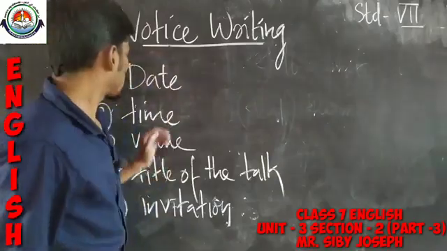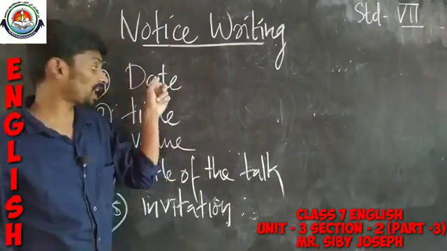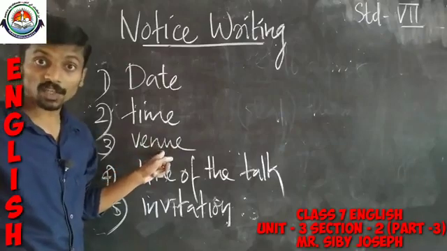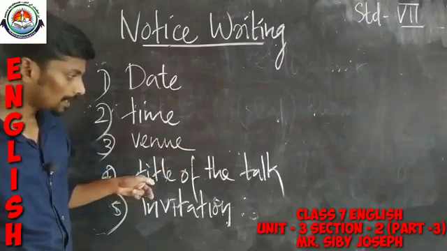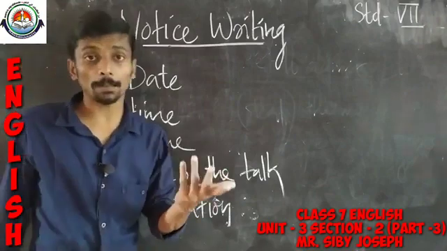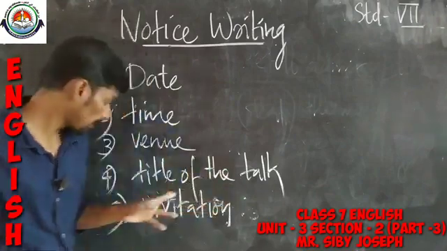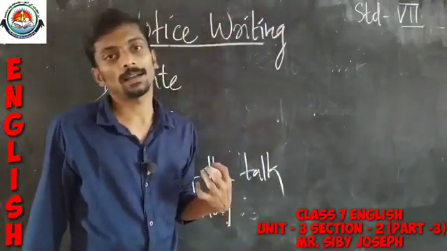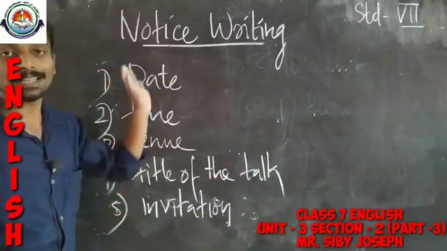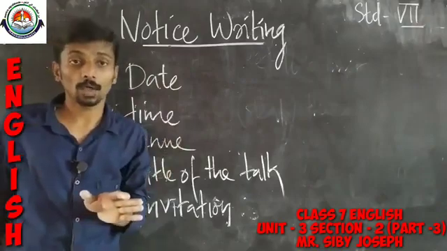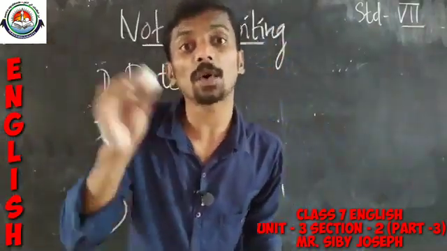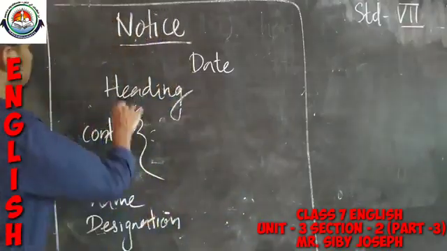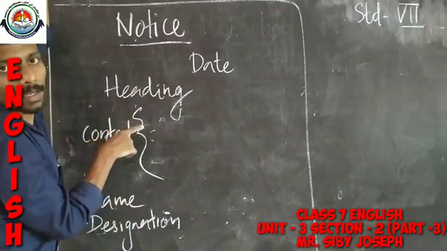Okay. Now, you have to say when the lecture is going to be held, the date and time, then where the lecture is going to be held, the place, then what is the title of the talk to be given by Jayant Narlikar, the chief guest, and you have to also invite all those who are interested in the function. Okay. These details you have to include while preparing a notice, and there is a structure for notice writing. So, now please look at the structure of a notice. These are the points you have to include in a notice.